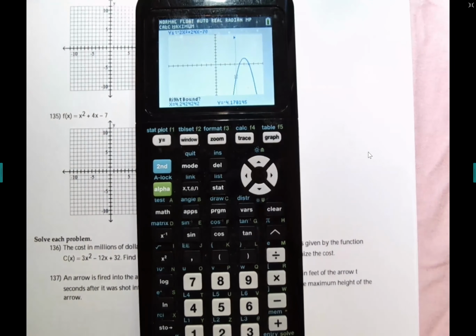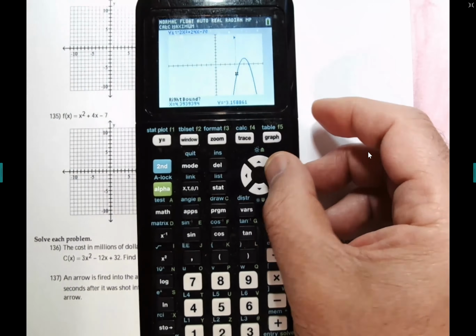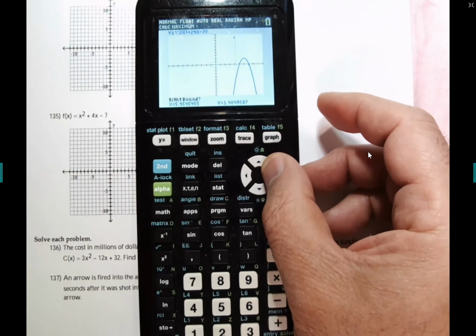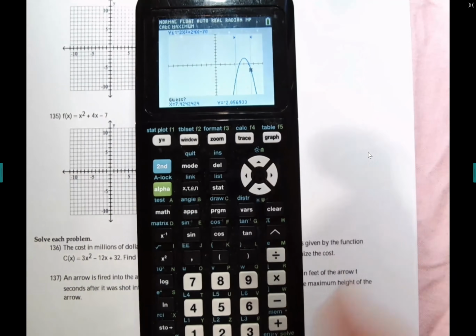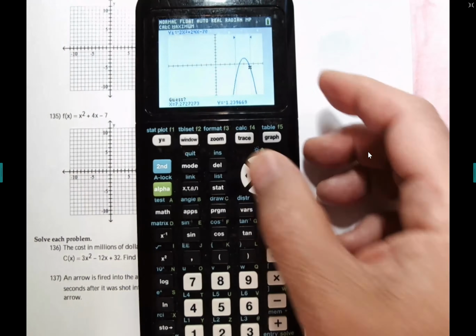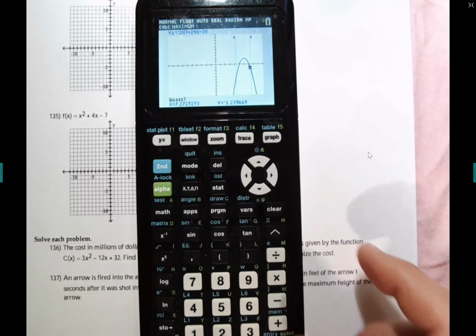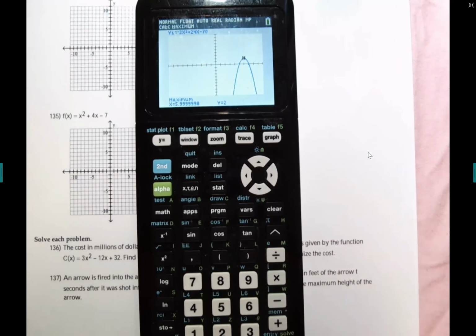Now the calculator is asking me for a right bound. I'm going to move it to the right. Enter. And now it's asking me for a guess. You don't have to guess anything. You just press enter. And look at the vertex. Can you guys guess what the 5.99998 should be? It should be a whole number. What do you think that number is? 6, definitely. So the vertex is 6, 2.